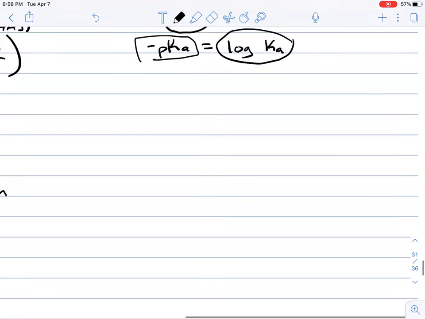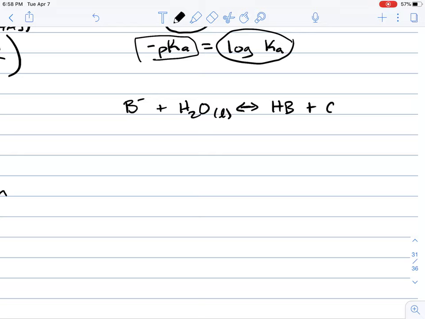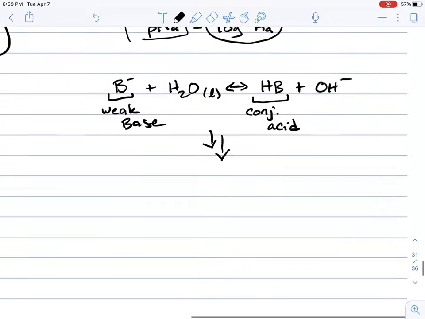And so the equation that you guys would start off with would be like B minus plus H2O liquid is in equilibrium to produce HB and OH minus, right? And so here in this case, this B minus is going to represent the weak base. And this HB is going to represent the conjugate acid. And so you guys can go ahead and derive the Henderson-Hasselbalch equation on your own for a weak base.